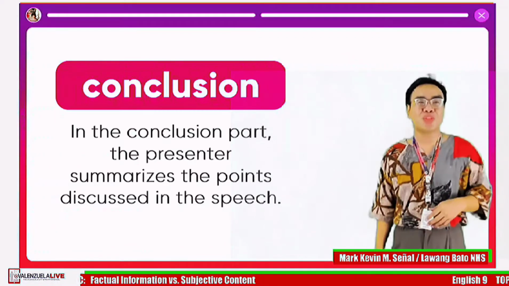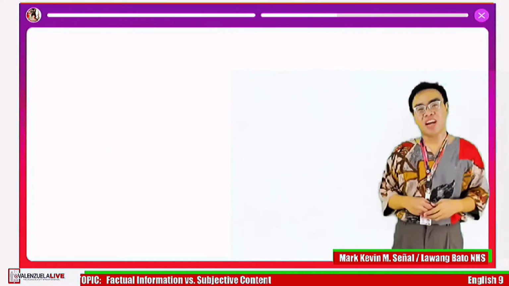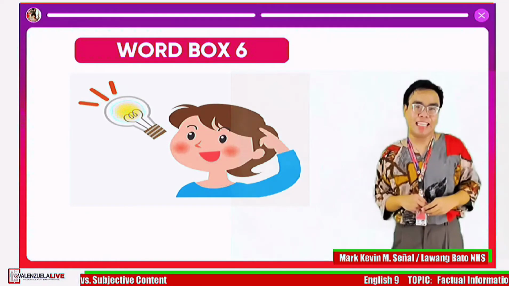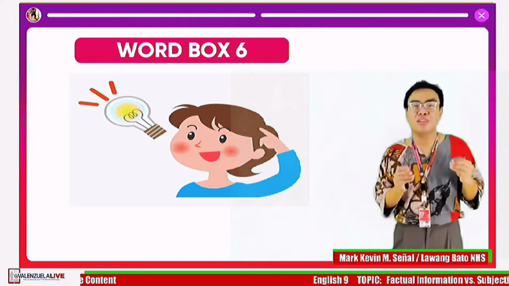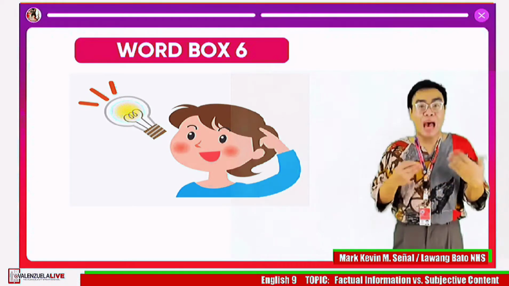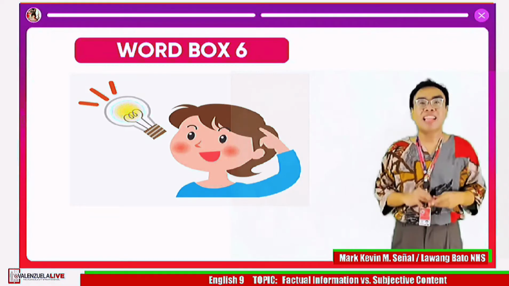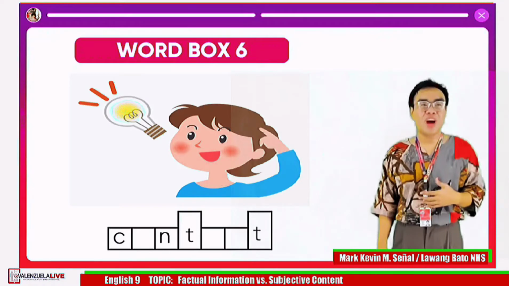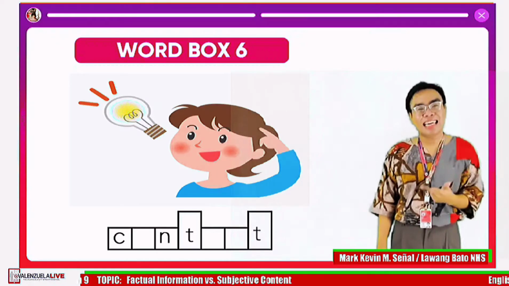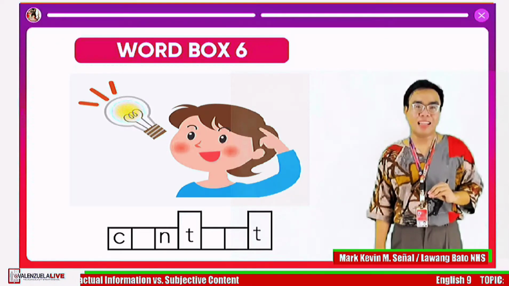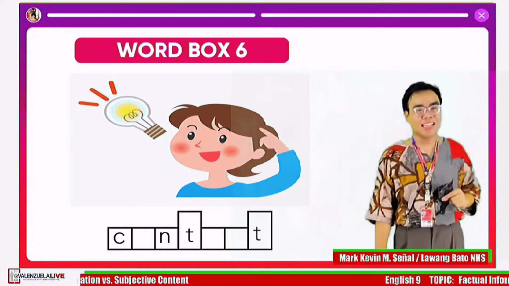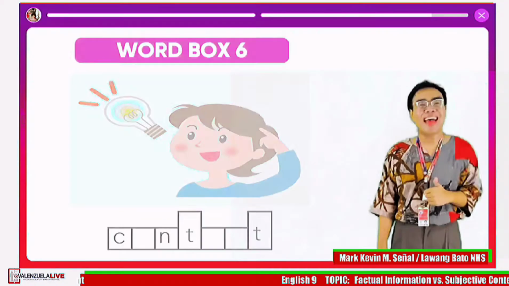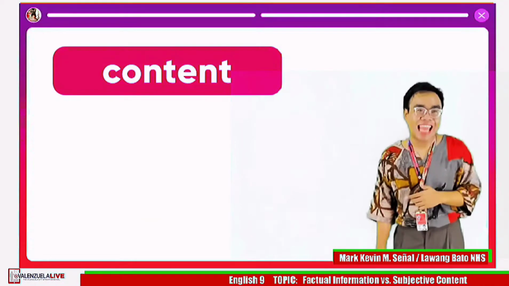Now, for our last word box, this picture shows a light bulb, which usually represents the idea. This last word is the most important because without this, you cannot have speech. Now for our letter boxes, 7 letter boxes and letters are C, N, T, and the final T is provided. 5 seconds to comment your answer. What could this be? Very well, the answer is content.